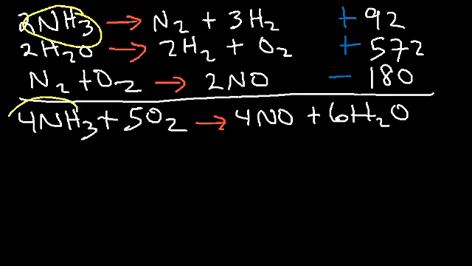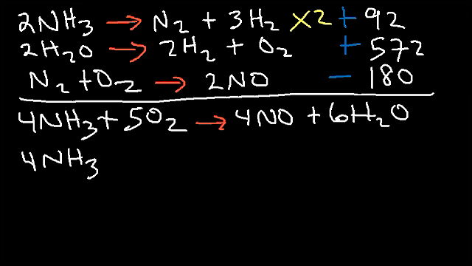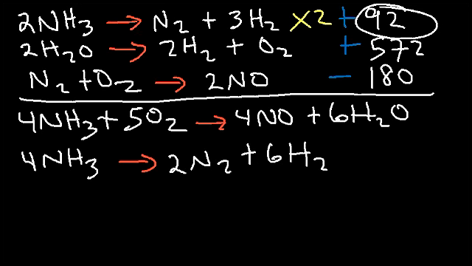So notice that we need to double equation 1. NH3 is already on the appropriate side, but we have 2 and we need to get to 4. So let's multiply the first reaction by 2. So it's going to be 4 NH3, and that's going to turn into 2 N2 plus 6 H2. Now we need to double the enthalpy change. 92 times 2 is positive 184.